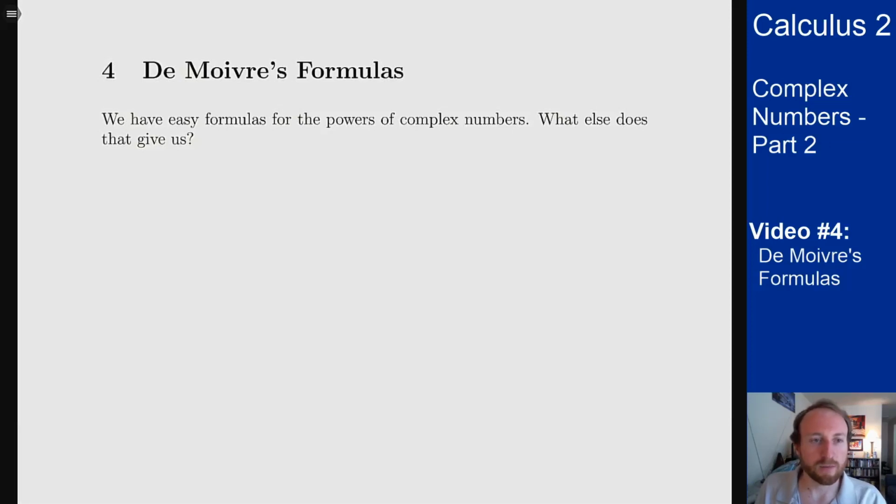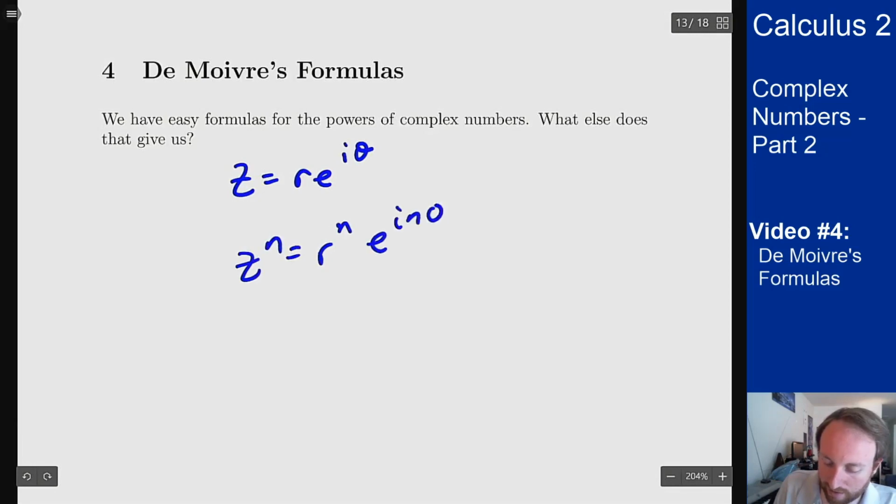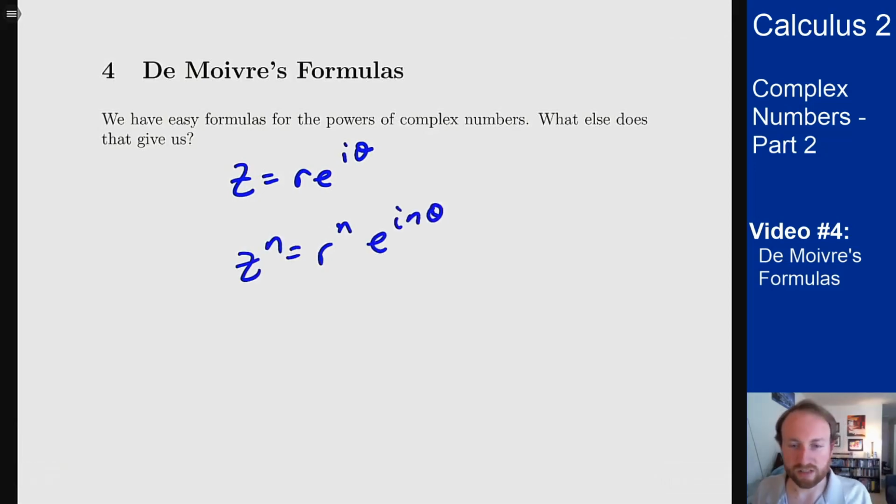In this video, we'll talk about de Moivre's formulas as an application of our powers of complex numbers. So the main thing we know is how to compute the powers of complex numbers. We know if I have z equals r e to the i theta, then the complex number z to the n is just r to the n e to the i n theta. We'd actually get a lot more out of this than just this formula itself.